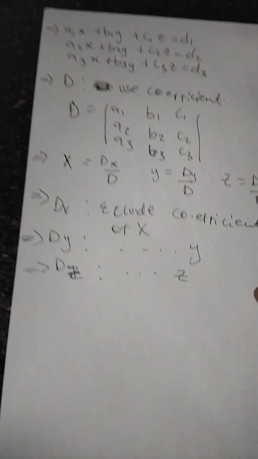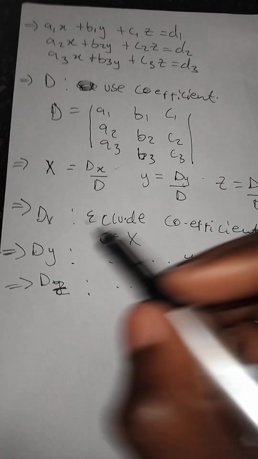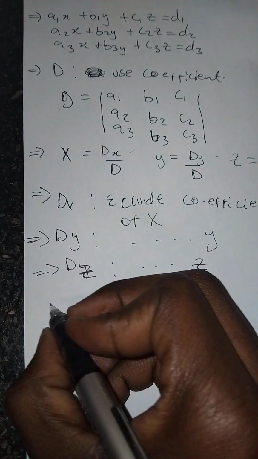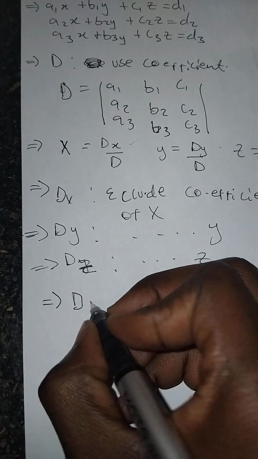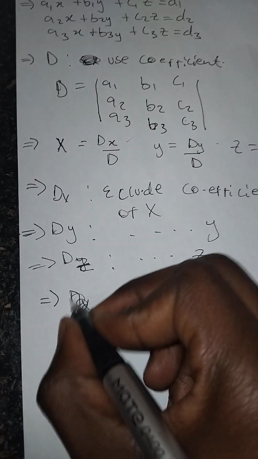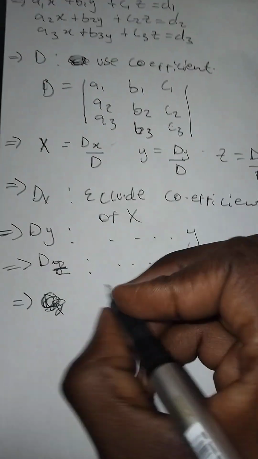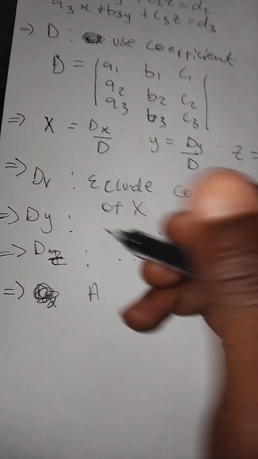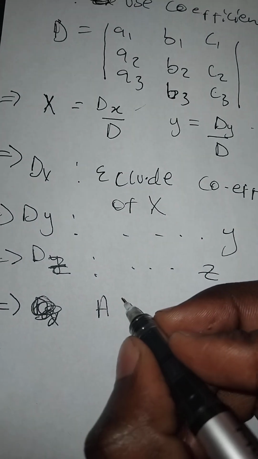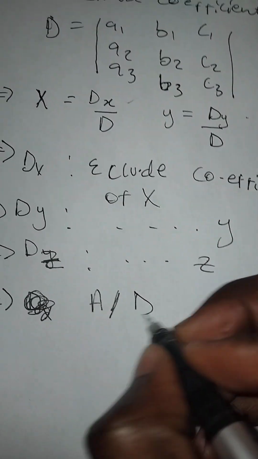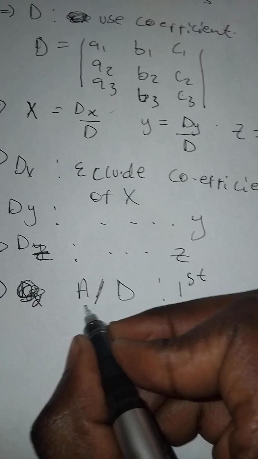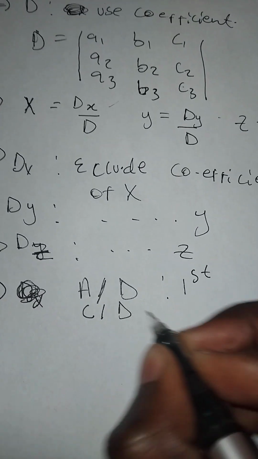Now let us compute the matrices for dx, dy, and dz, and see how we go about them. So for dx, before I do that, let me write a rule that I follow that helps me. So that rule says a or d first, and c or d last.